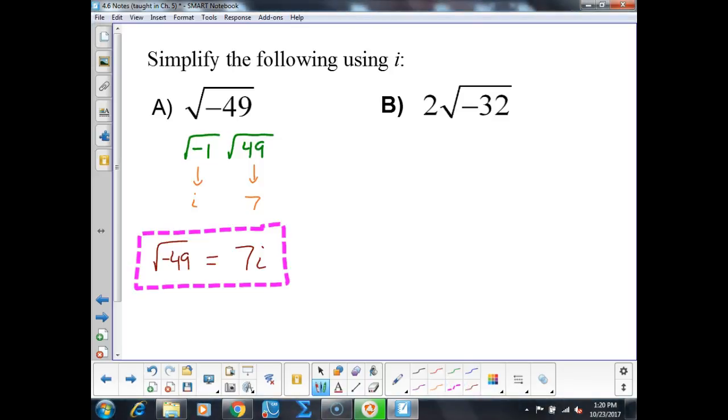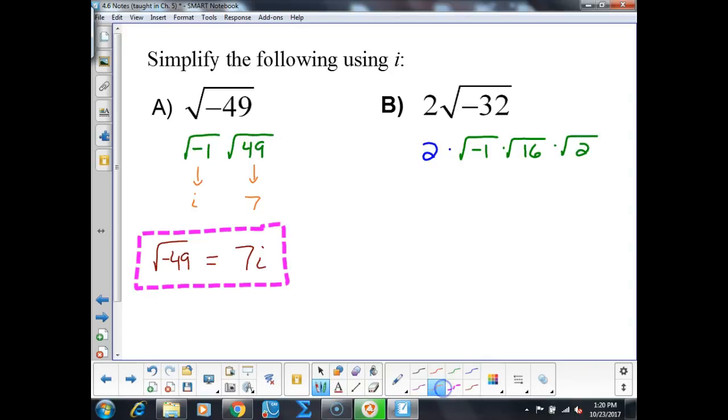So here I would go 2 times the square root of negative 1 times the square root of 16 times the square root of 2. Okay? All told, negative 1 times 16 times 2 gives me negative 32. So I've got that. But why did I choose 16 and 2 there? 16 is a perfect square. Okay? And it's the biggest perfect square that goes into 32.